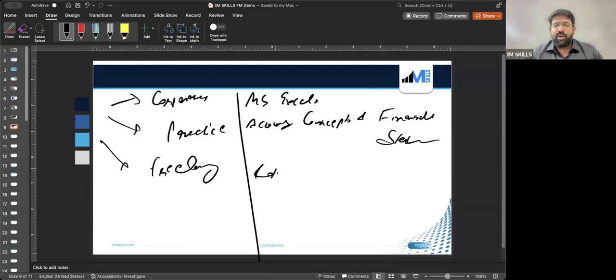You need to have a very good hand on ratio and KPI analysis. Then you need to have knowledge on how to forecast the financial statements, how to structure a financial model, how to build a debt schedule, working capital schedule, basically all the line items that happen to be in income statement, balance sheet, cash flow statement. You need to have a working knowledge on how to project them.